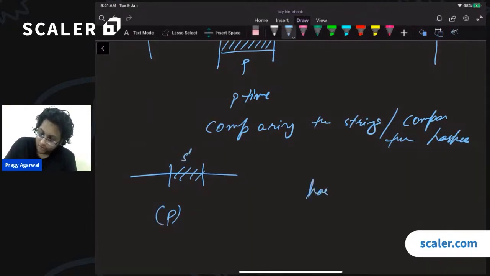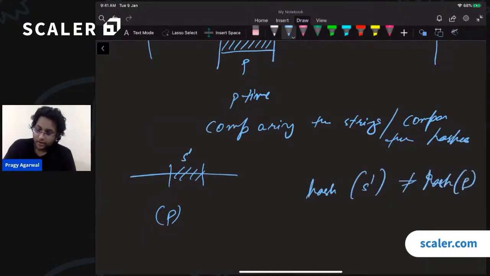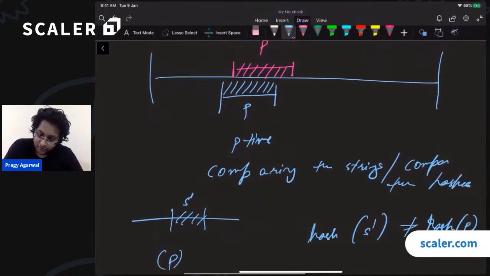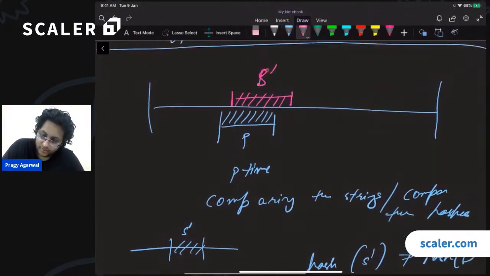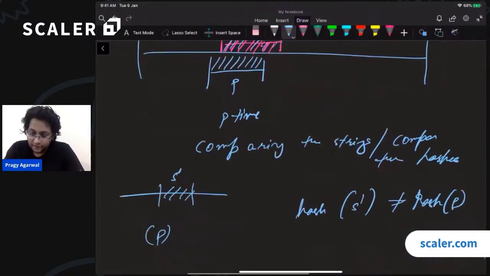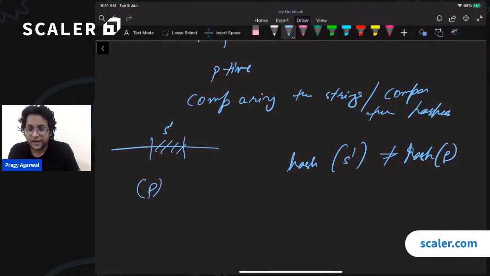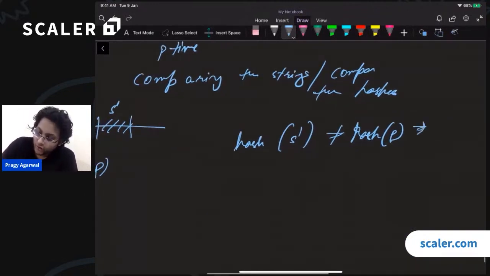So if the hash of S dash is not equal to the hash of P, if I look at the hash of P and the hash of this S dash, and the hashes do not match, then what can I say? Can this substring be the same as the pattern? No, it cannot be. Because if it is the same as our pattern, then the hashes will have to match. So if the hashes do not match, then we are guaranteed that it is not a match.